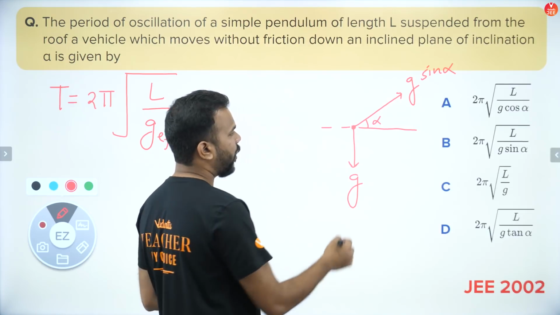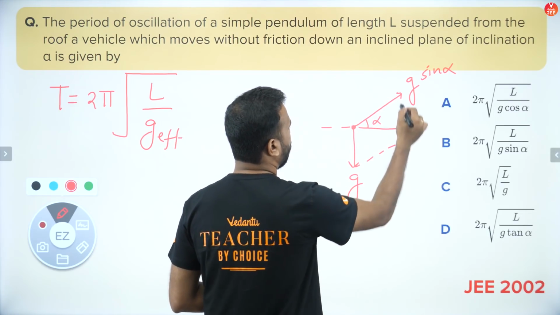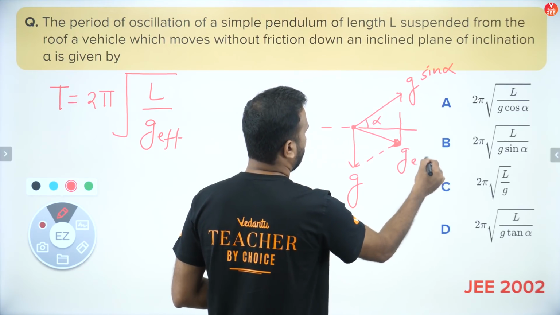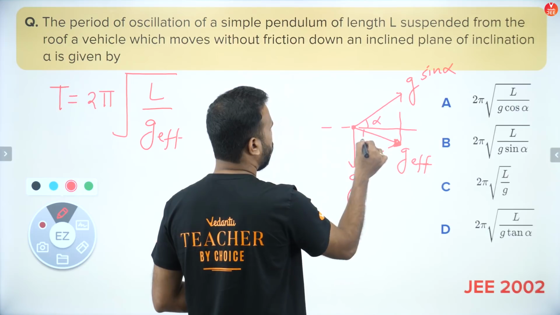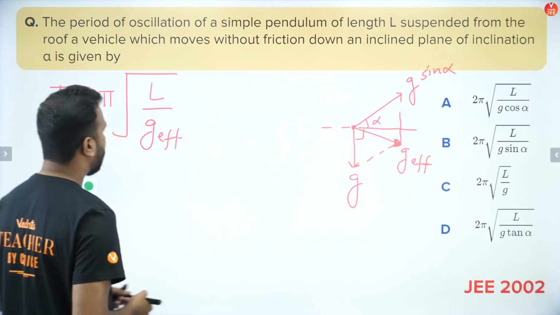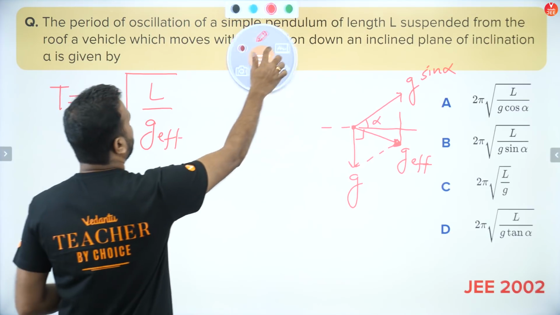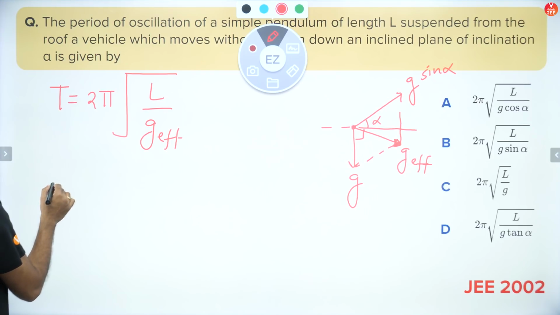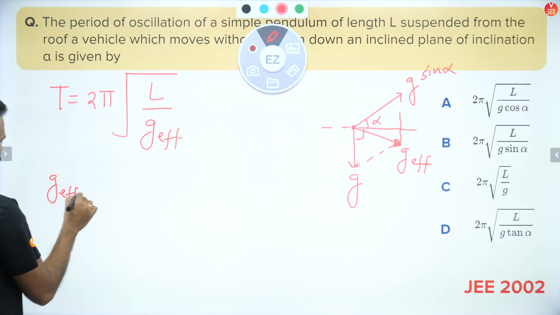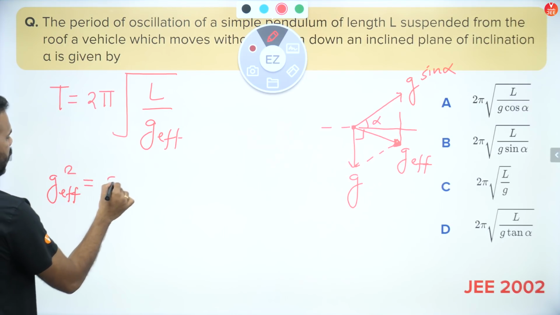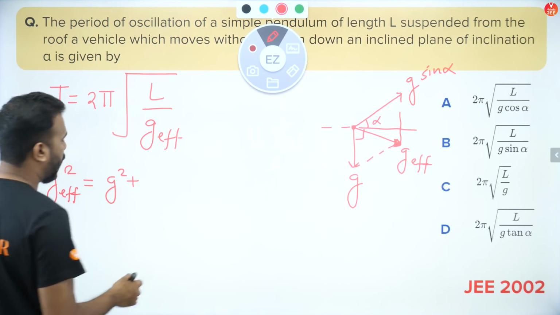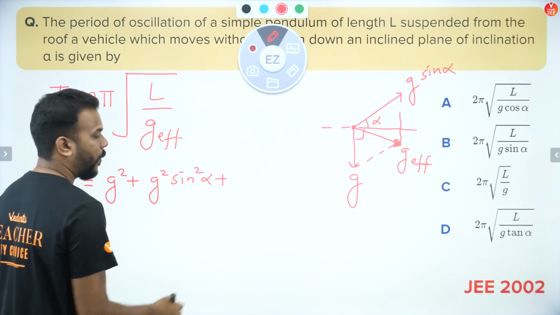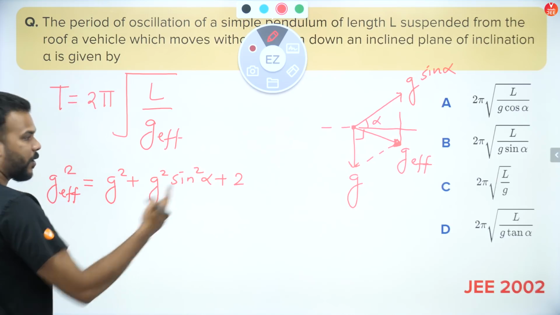Okay, all we have to do is find out the net resultant of these two. This is what we are calling as G effective vector. The angle between these two becomes 90 plus alpha. So in order to solve that, all you have to do is apply the parallelogram law of vector addition, find out the value of G effective, you'll be able to get that value. So guys, G effective square will be equal to G square, that is A square, plus G square sine square alpha, plus this is A square plus B square plus 2AB cos theta.